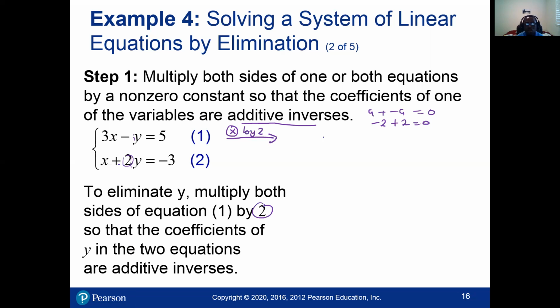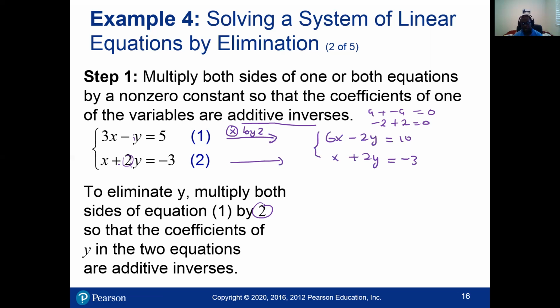Okay, it becomes 6x minus 2y is equal to 10. And then this one remains the same. So you don't change anything. So that is x plus 2y is equal to negative 3. So now our system becomes this.